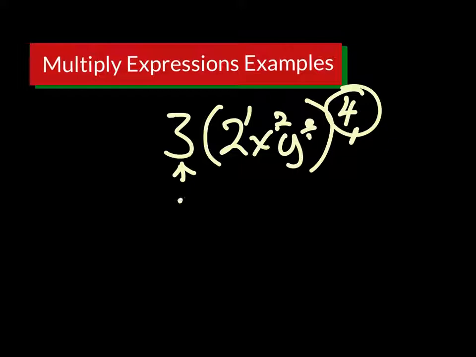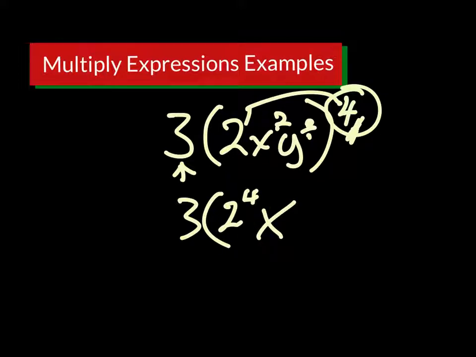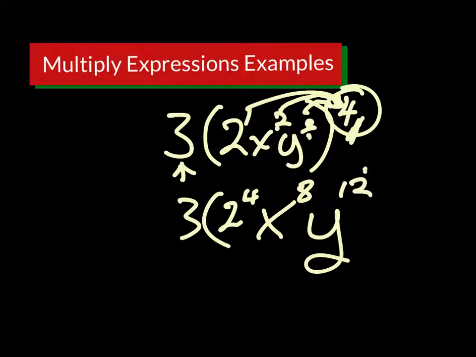So for now, I'm just going to keep the 3 here, and I'm going to multiply this power of 4 by everything inside the brackets. So 2 to the power of 1 to the power of 4. I'm going to multiply 4 times 1. Gives me 2 to the power of 4. And x to the second power times the power of 4 is going to be to the power of 8. And y to the third to the power of 4, I'm just going to multiply the 3 times 4, so it's y to the power of 12.